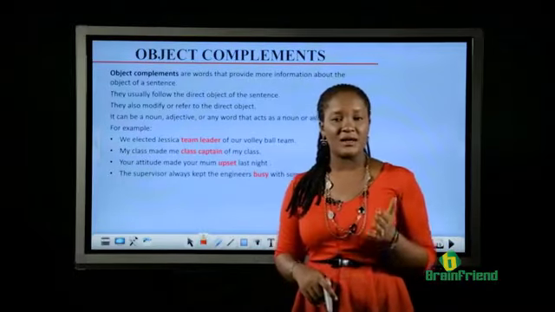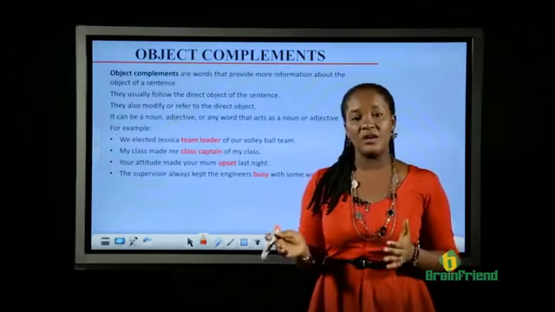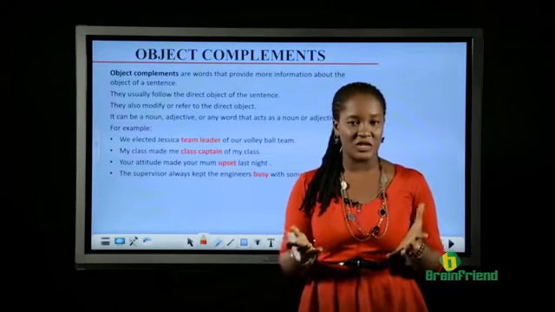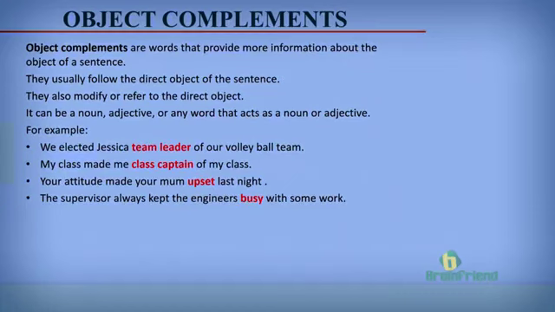Now, what are object complements? Just like subject complements, object complements are words that describe the object of a sentence. They provide additional information about the object of a sentence. They usually follow the direct object of the sentence. They also modify or refer to the direct object. An object complement can be a noun, adjective, or any word that acts as a noun or adjective.